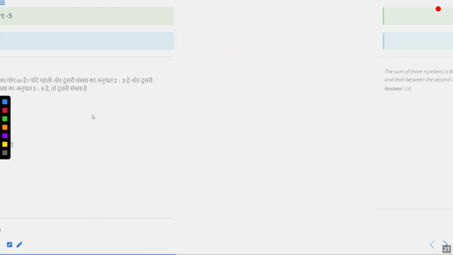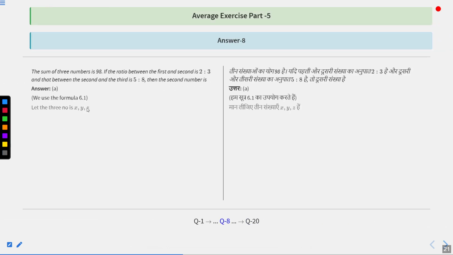Now time's up. Let's see the solution. Now we are going to use formula 6.1. We let these three numbers x, y and z. So the ratio says x ratio y is 2 ratio 3, and y ratio z is 5 ratio 8. So we need to compare y, make them equal. In the first ratio we multiply by 5, in the second ratio we multiply by 3, because we need to make y equal in both ratios. So the ratio becomes x ratio y ratio z is 10 ratio 15 ratio 24.